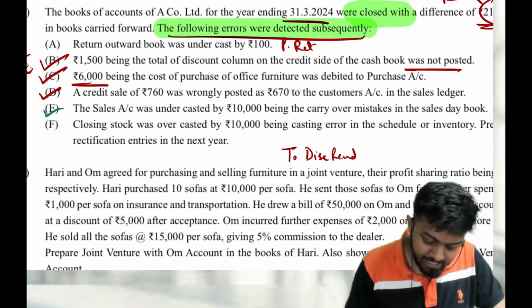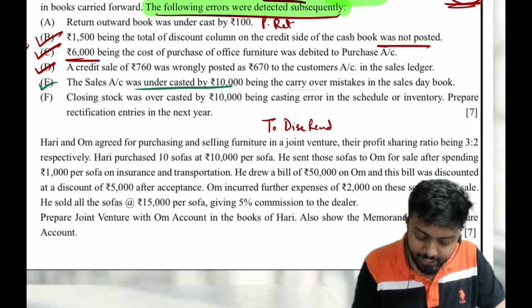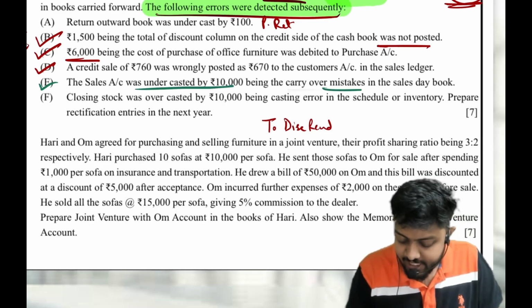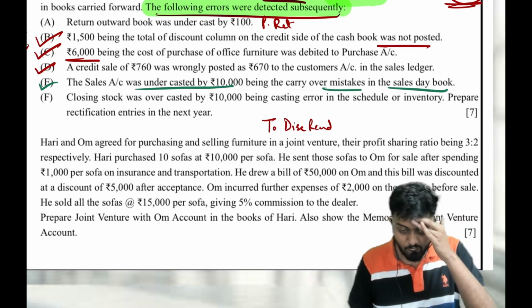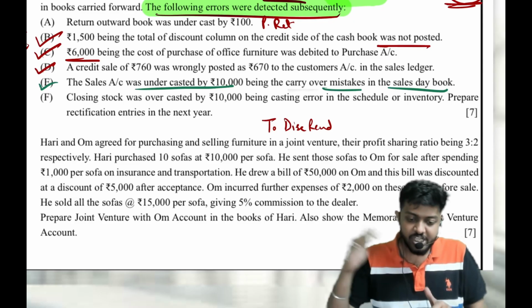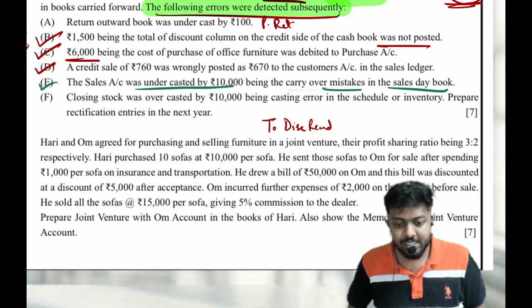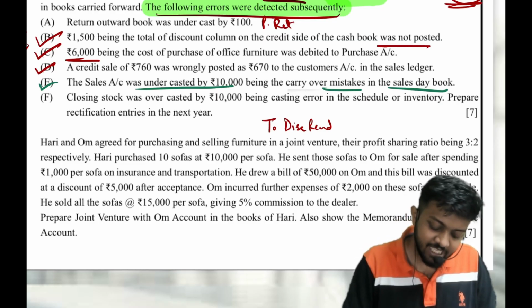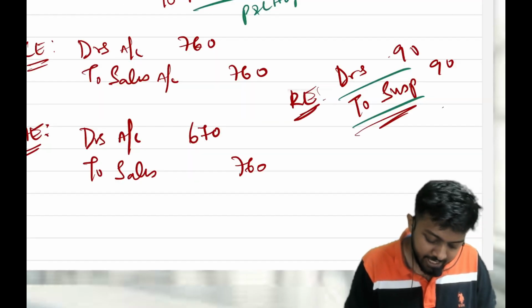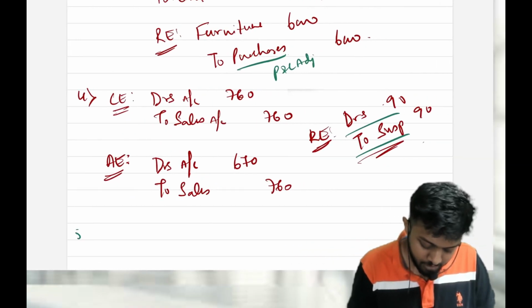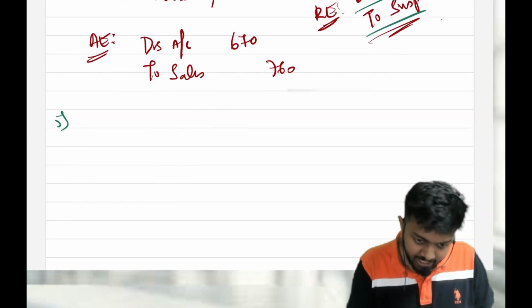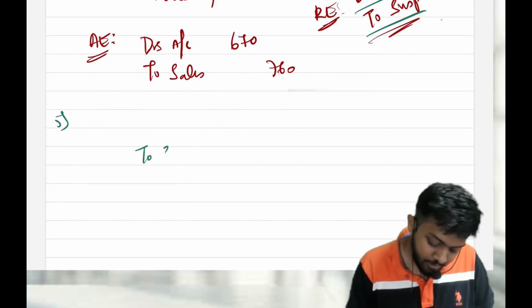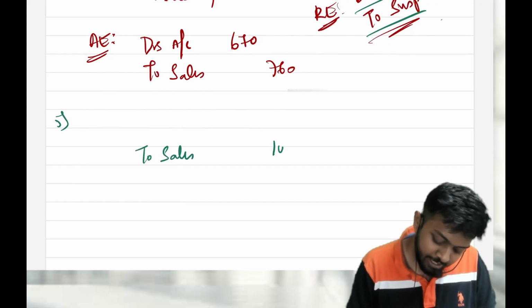The sales account was undercast by 10,000, being the carryover mistake in the sales day book. That means your sales account is undercast. It's posted to the ledger a little less. How much less? 10,000 less. That means increase it now, no? Sales is an income, increasing credit. Sales has been undercast, so increase it. How much? It's undercast by 10,000.